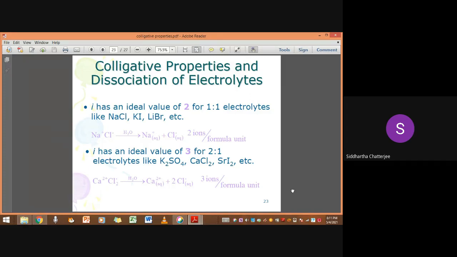Then for association, the formula is going to be alpha equals i minus 1 by 1 by n minus 1, when the association of the solute molecule is taking place. Again, alpha equals i minus 1 divided by 1 by n minus 1, where i is the Van 't Hoff factor, alpha is the degree of association, and n represents how many molecules associate per formula unit.